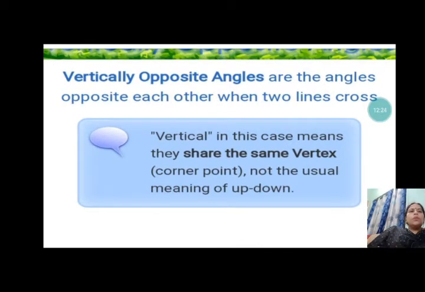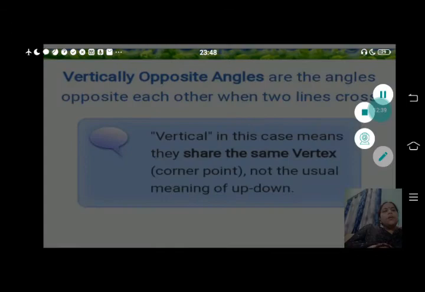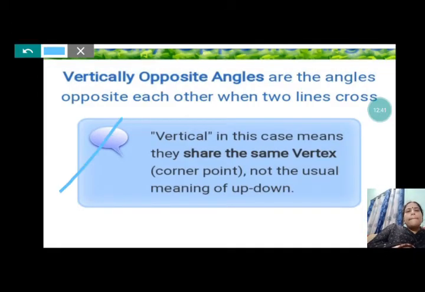Now we are going to read about the vertically opposite angles. Vertically opposite angles are the angles opposite each other when two lines cross. Now let me draw first. Suppose there is one line over here, the other line over here. These two lines are crossing each other and they will make vertically opposite angles like this. One angle over here, the other angle over here. So it says they are the angles opposite each other when the two lines cross each other.